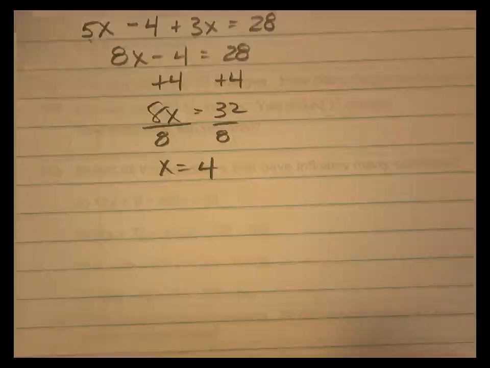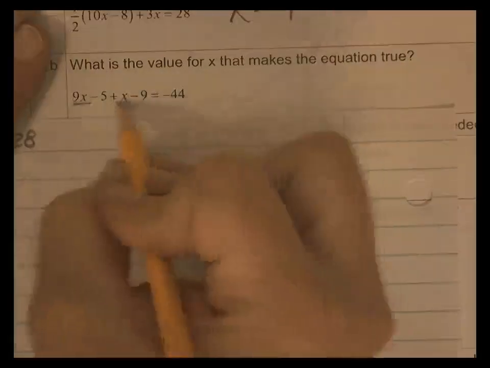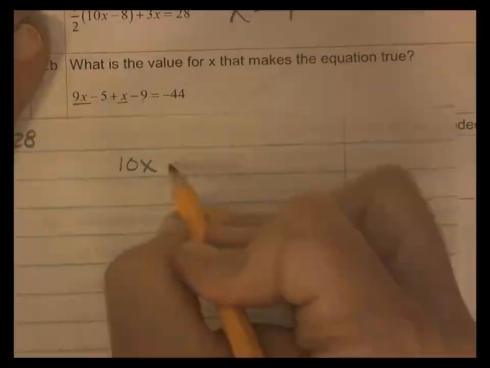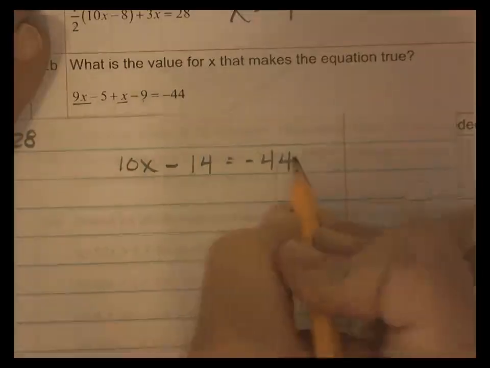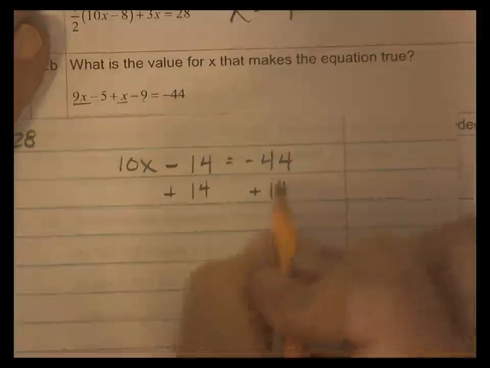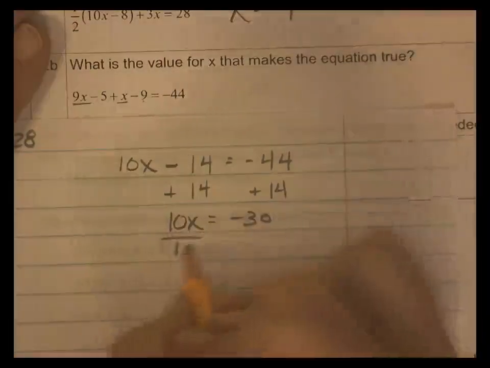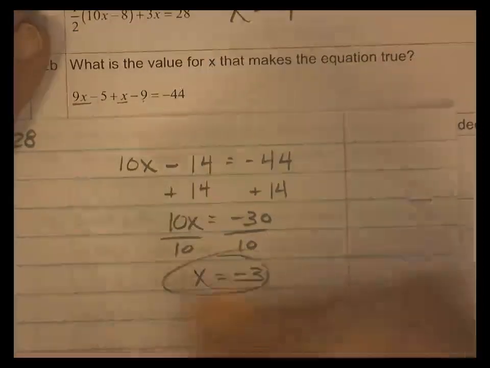Another equation. Let's solve this one. Combining like terms, I have a 9x and an x. That gives me a 10x. A -5 and a -9 gives me a -14. Adding 14 to both sides, 10x equals -30. Dividing both sides by 10, x equals -3.